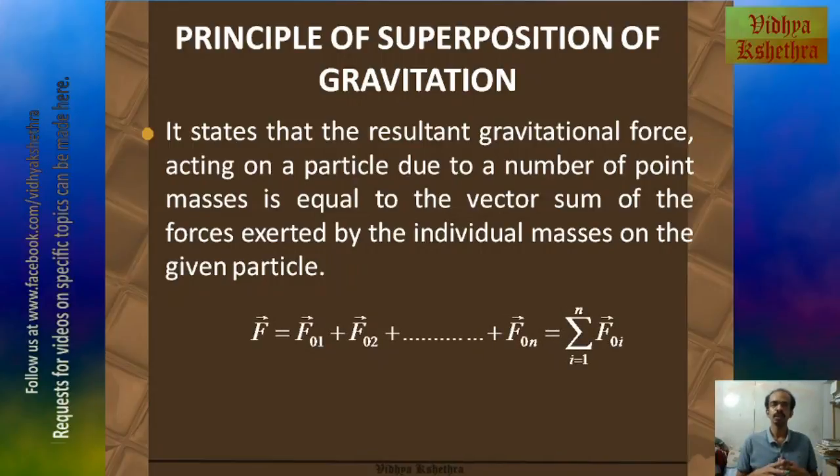Its formula is given by F, the resultant force, is equal to the sum from i equals 1 to n of F_i, where F_i is the force which bodies of masses m1, m2, m3, etc. up to mn exert on the body. This is known as the principle of superposition of gravitation.